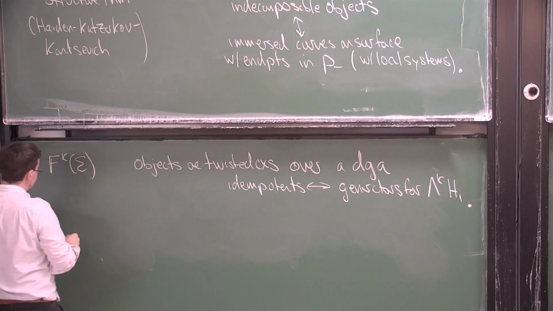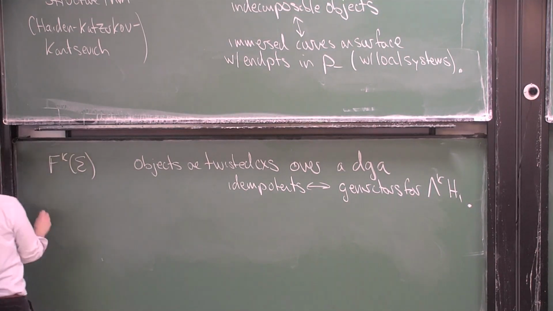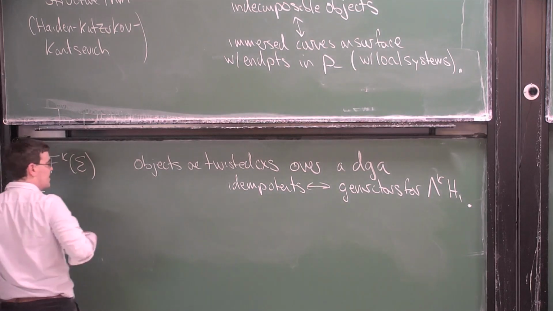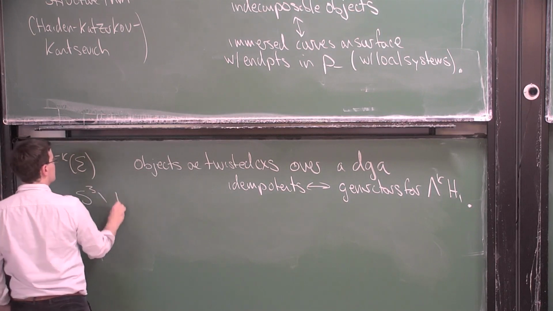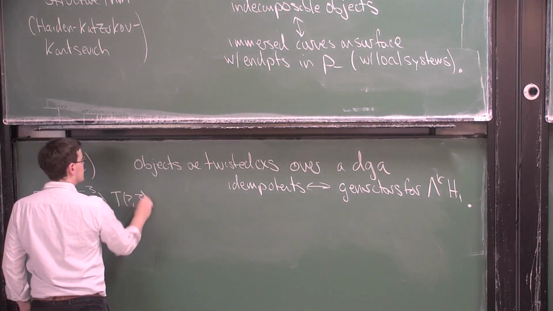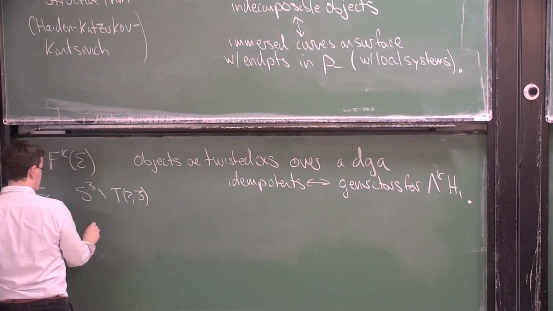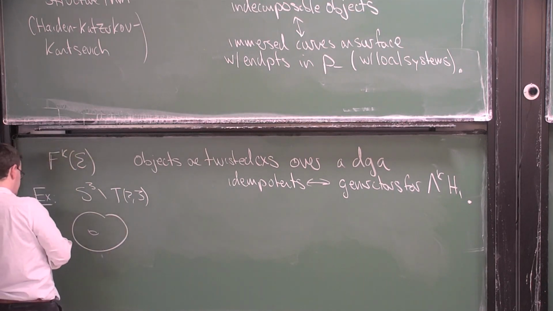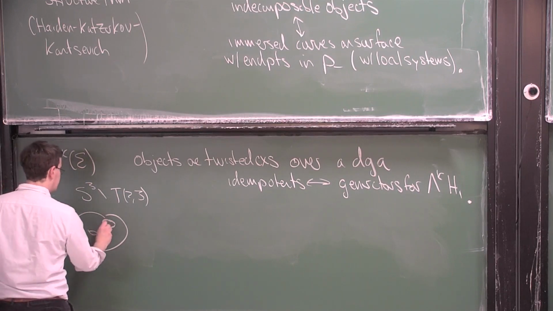Maybe it would be good to have an example at this point, just to show that there are interesting, non-trivial examples. Say I take S3 minus the complement of the trefoil knot. So that's a manifold with torus boundary, so I need to suture the boundary a little bit. Put a little suture disk on it like this.